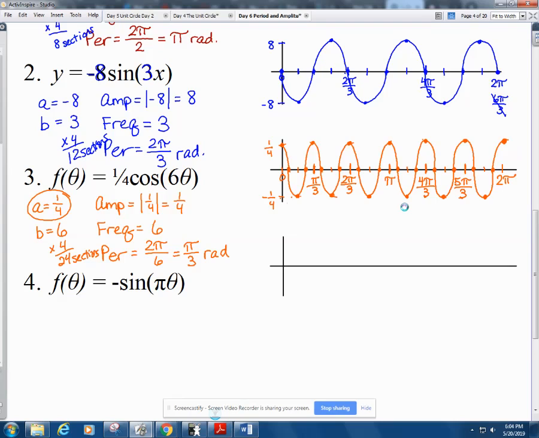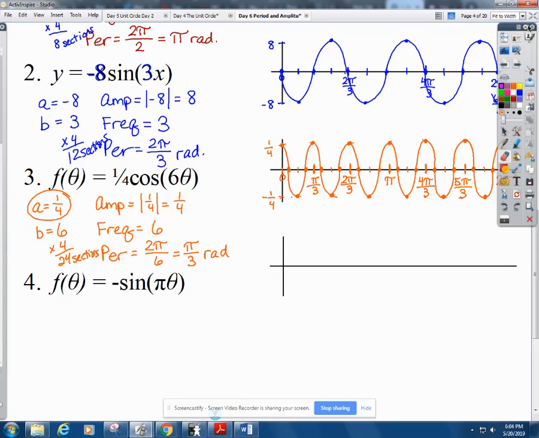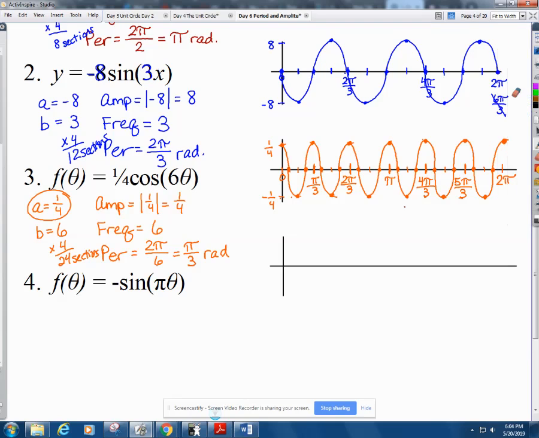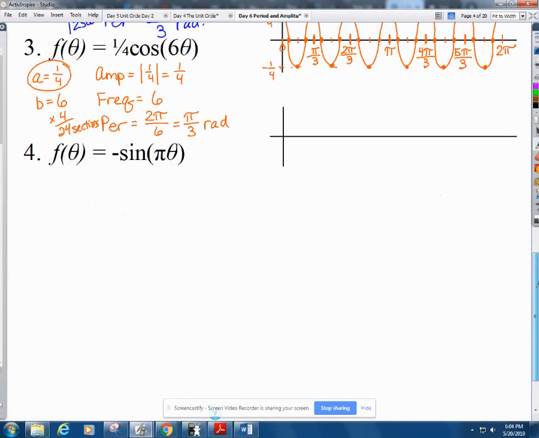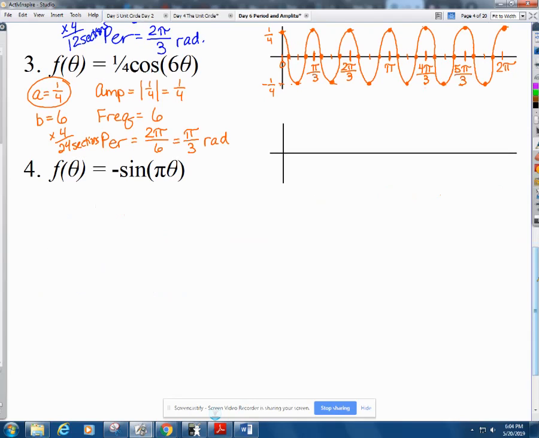Okay, so there's the graph. F of theta, number 4, equals negative sine pi of theta. So this one I have to show you because your B value is given to you in terms of pi. And that's a little bit different, but it still works the same way. So your A value is negative 1. Your B value is pi. So your amplitude is the absolute value of negative 1, which is 1.